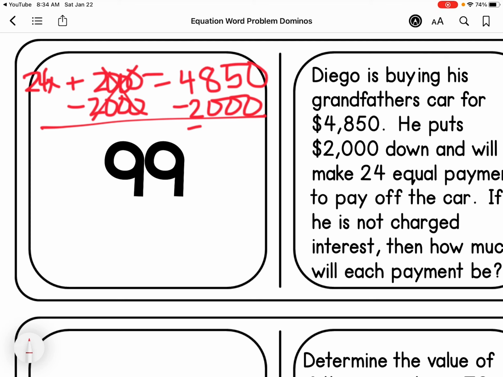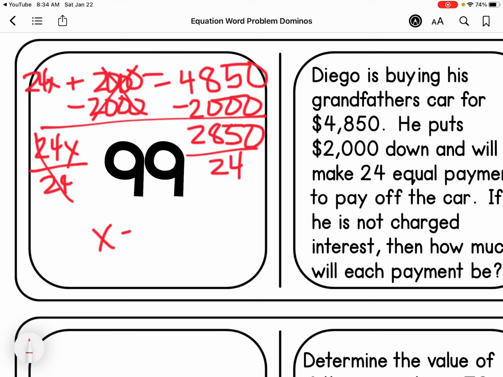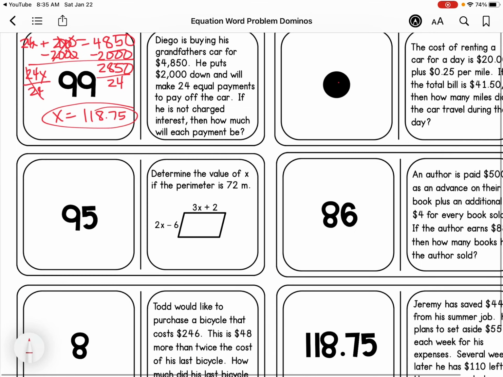So now I have 2,850 in 24 months. I'm going to divide by 24. So X equals, I'm going to use my handy dandy calculator, 2,850 divided by 24, and I get $118.75. So that's how much one month's payment's going to be.